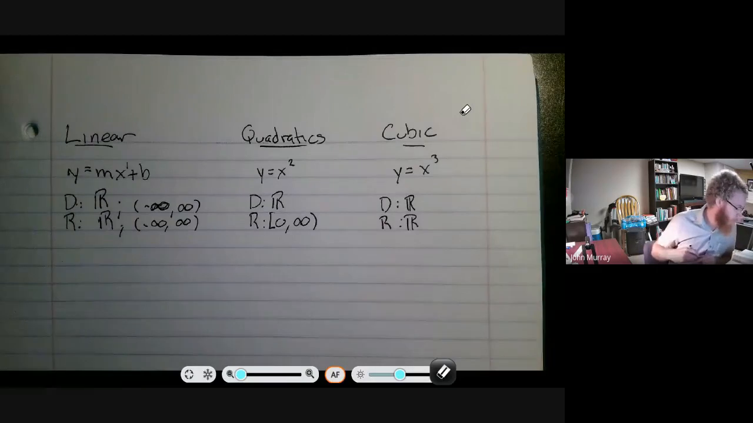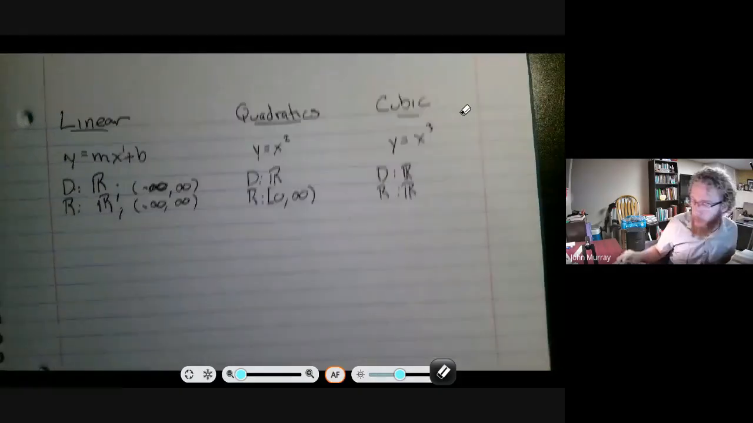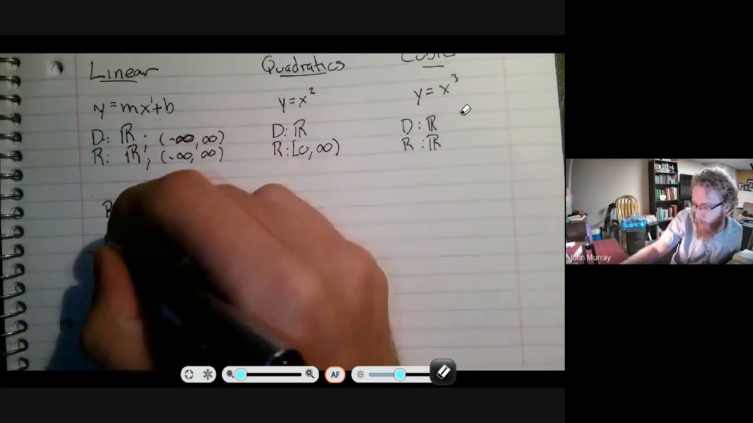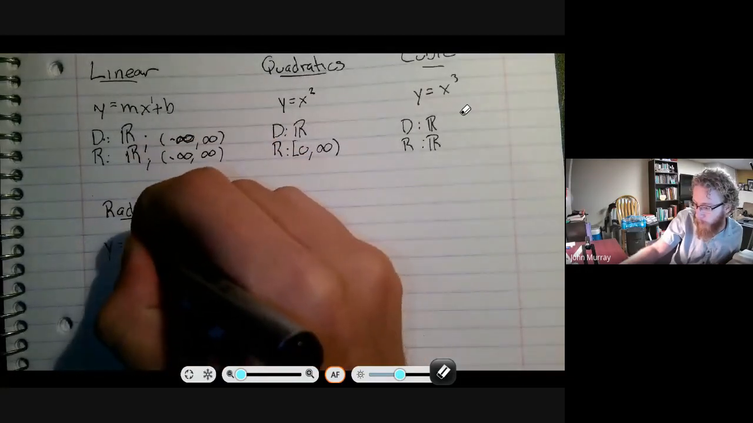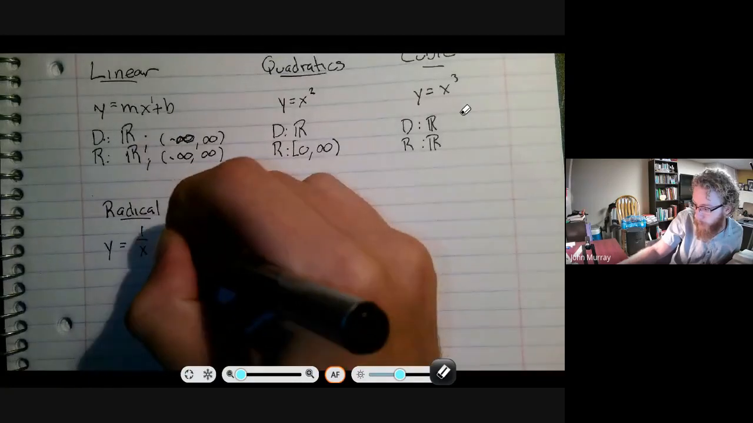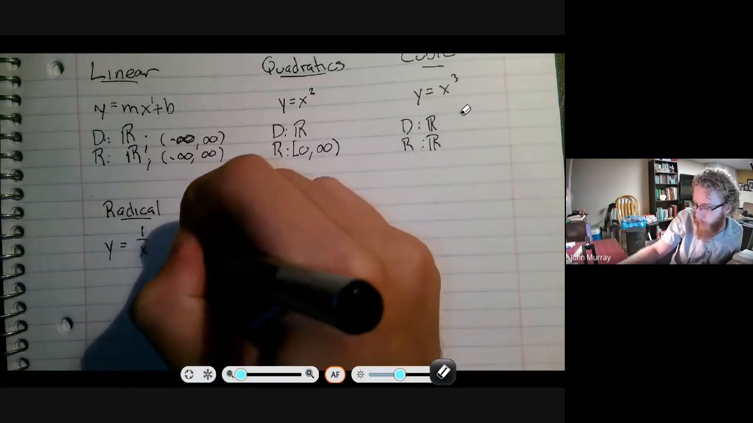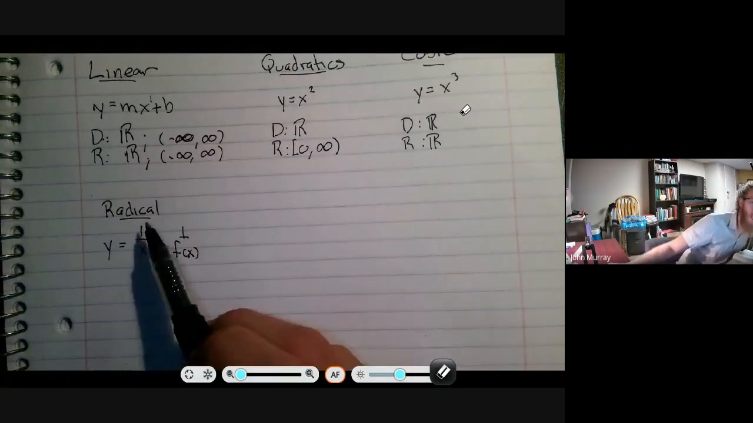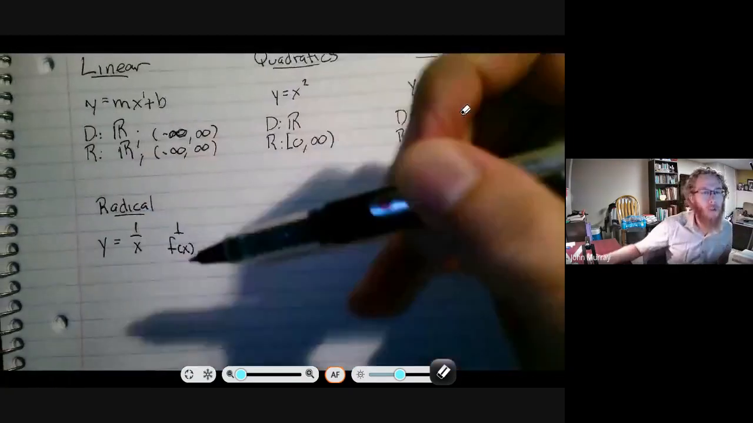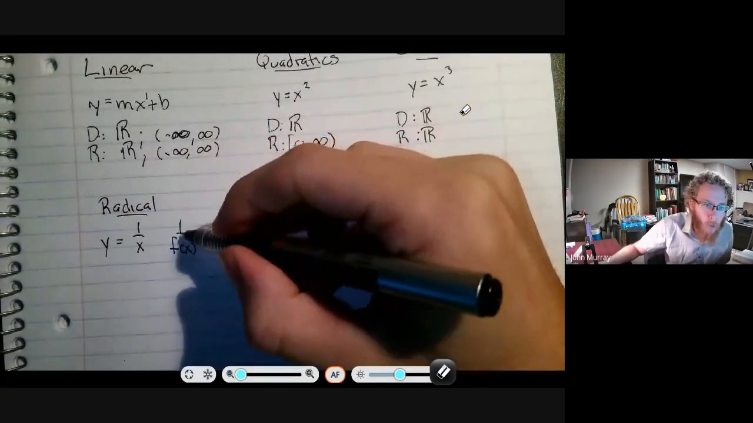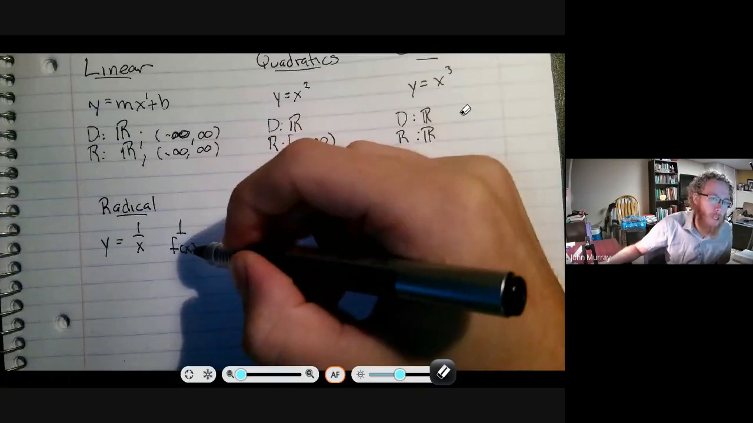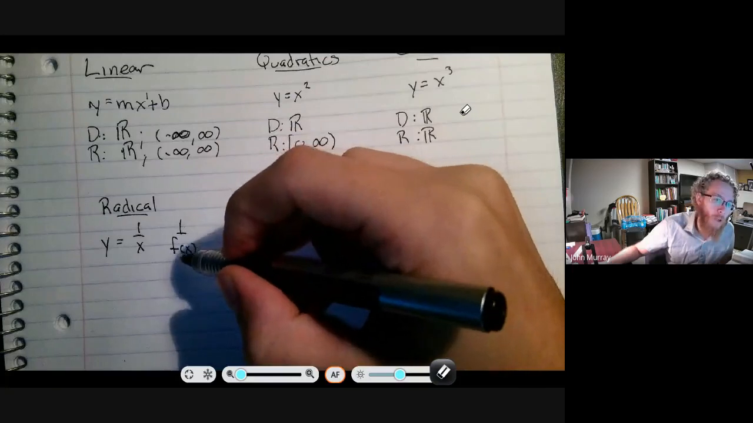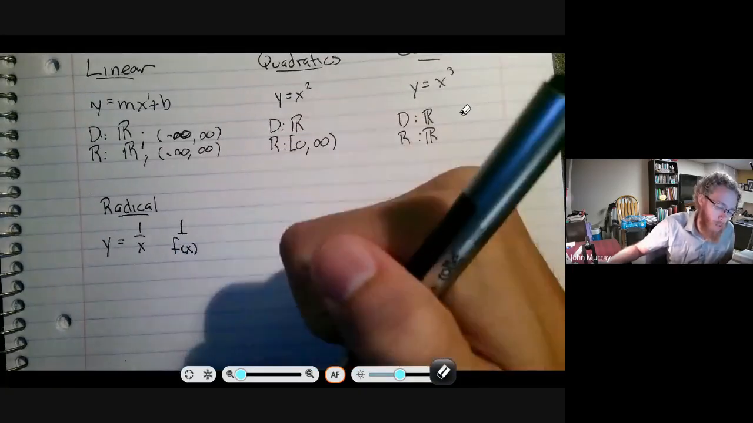Now for the slightly different ones, and again, we talked about this yesterday, we have our radical. Our normal radical expression is y equals 1 over x, or some number over x. But what we're also going to be looking at is 1 over some kind of function. So it could be 1 over x minus 1. It could be 1 over a quadratic, x squared plus 3x plus 2.